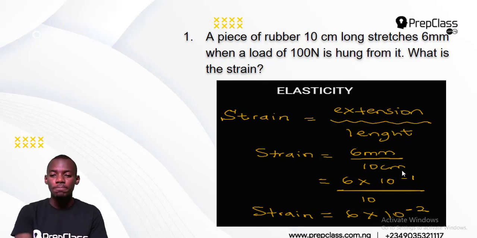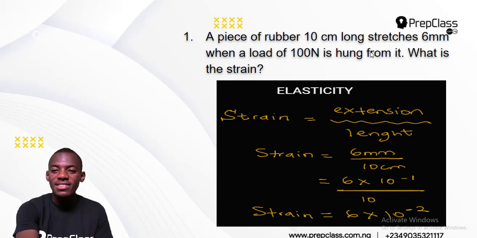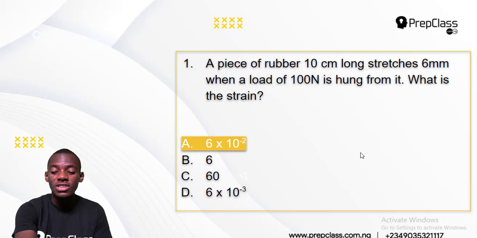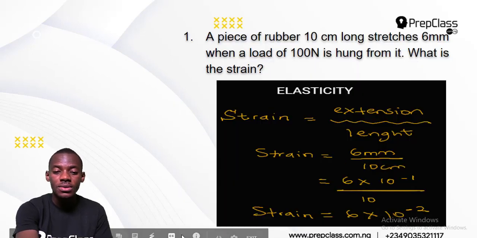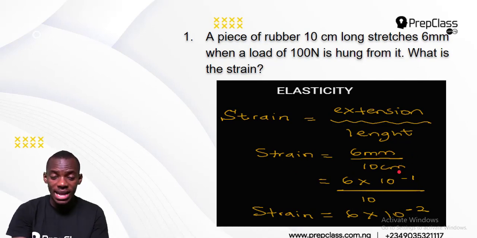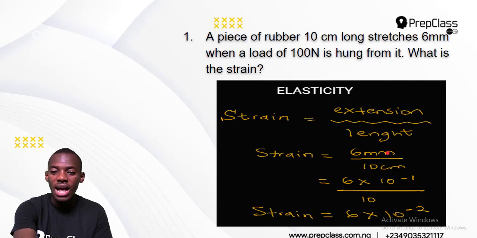Now, what's my extension in the question? We have 6 millimeter, right? Now you have to change that millimeter into centimeter, because your length is in centimeter. My extension is 6 millimeter, and my length is 10 centimeter. You can see it's not balanced. So I have to change this millimeter into centimeter.